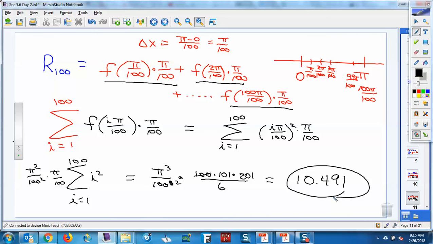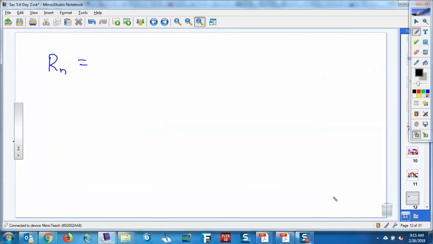Right, we're not doing the area under the curve with rectangles, so we're always plugging it back into this function. Now, how do we do an infinite number? We can't do infinity, so the last one is R_n. We're going to do R_n and then we're going to let n go to infinity. So we're going to do n rectangles.